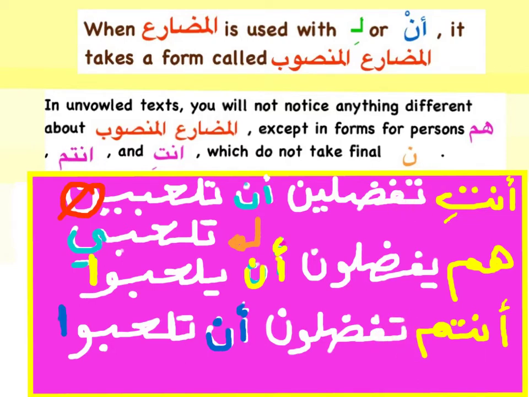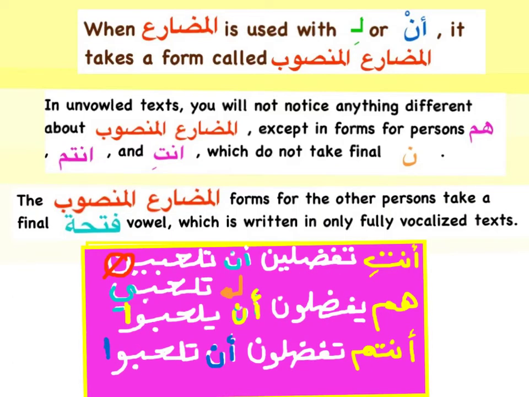And just a point with conjugation, so it's أنتم like أنتِ تفضلون أن تلعبوا. So the cases with أنتِ, هم, أنتم are the endings that are special, but for all other persons مضارع منصوب takes a فتحة. That's the difference, because there's no noon to drop basically, so it's a فتحة with أنا, أنت, نحن, etc. And the فتحة will only show in fully vocalized text.